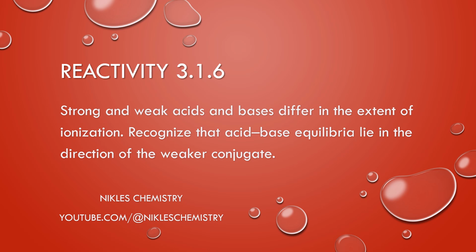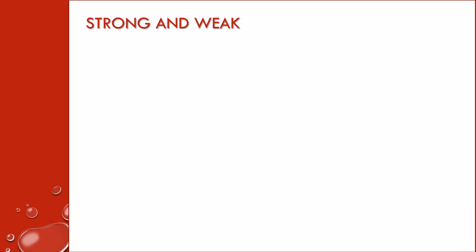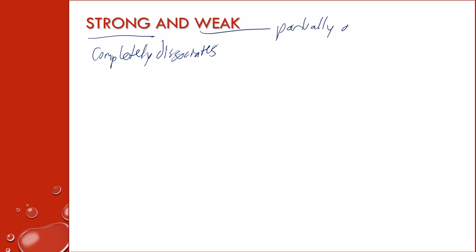Hello, today we're going to talk about strong and weak acids and bases. When we use the word strong, it means that it completely breaks down into ions, completely dissociates. Weak acids and bases only partially dissociate into ions. And so therefore you have very different properties of strong and weak acids and bases.